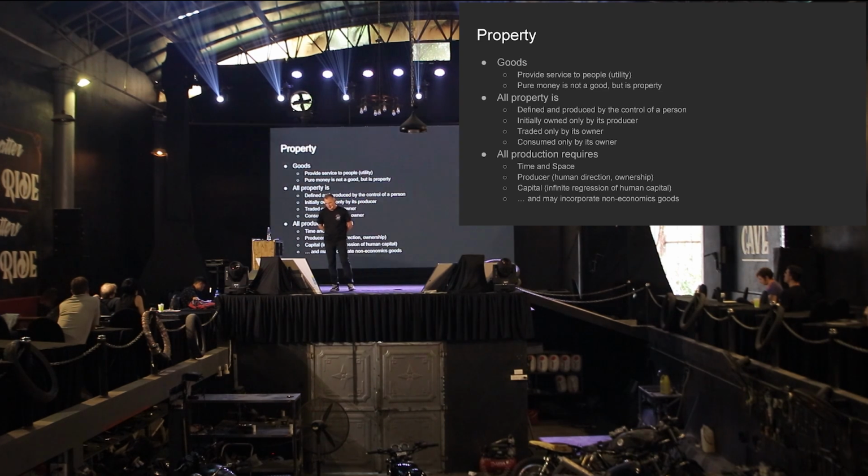Okay, so what's property? These are just aspects of property. Goods are things that provide service to people. You can sit in these chairs, those are goods, right? You can eat the food. But a pure money, which is a fiat money, has no use value. It doesn't have utility, right? It's used to get things that have utility.